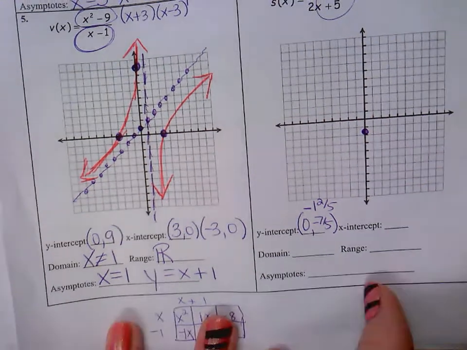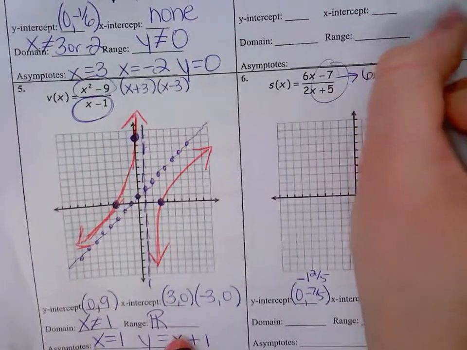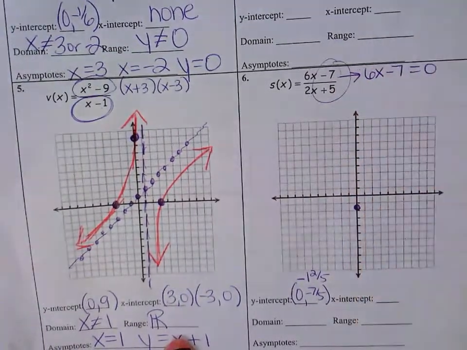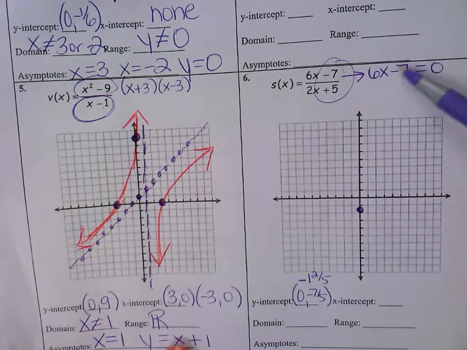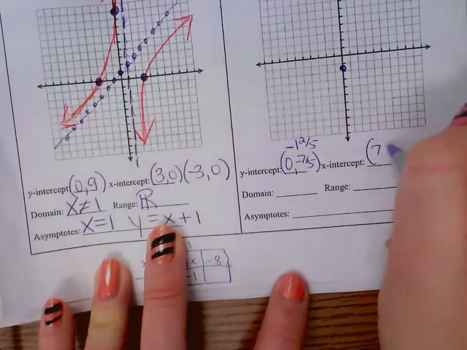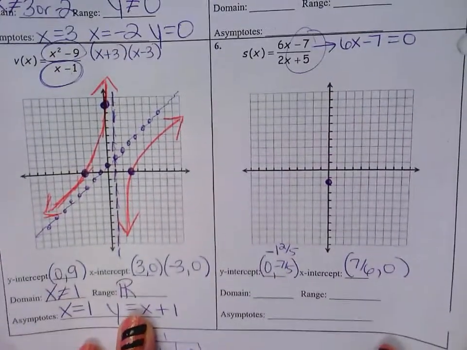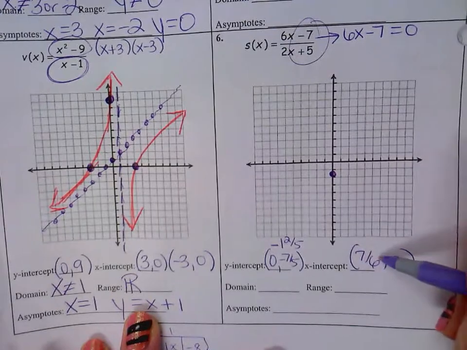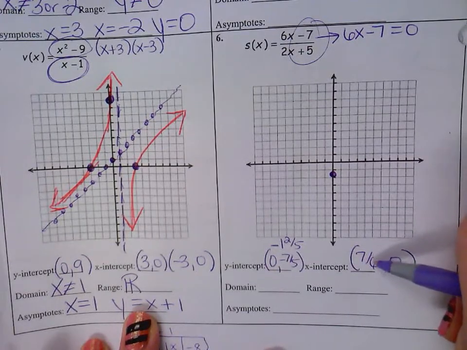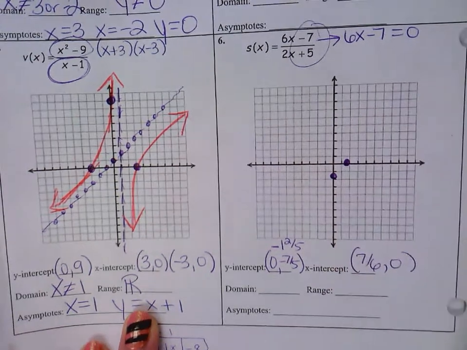All right, your x-intercept is also going to be a fraction because you're taking 6x minus 7 and setting it equal to 0. You would add 7 to the other side and divide by 6. So 7/6 is your x-intercept, which is just more than +1, right? It's 1 1/6. So on your x-axis, you're just more than 1.